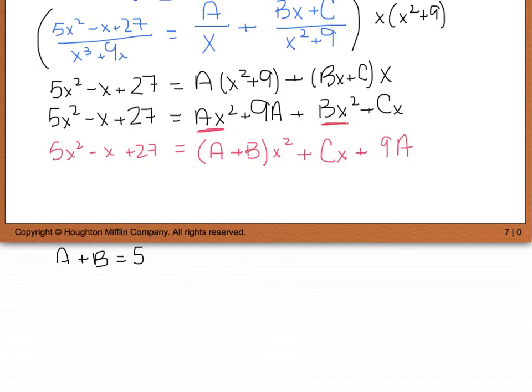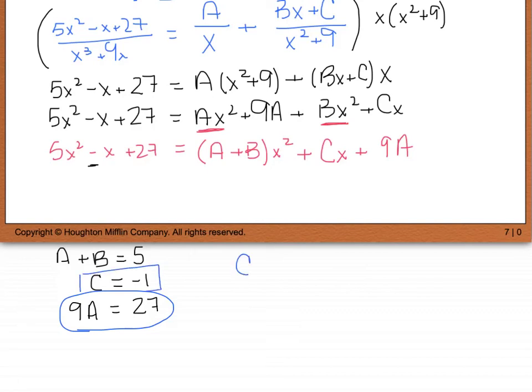I see that my x term is going to mean that c is equal to a negative 1 from this right here. And my constant term, I have 9a is going to equal the constant of 27. Well, in this case, it's going to be really easy to figure out what a is just by using this right here. C is already solved for me, so c is equal to negative 1.